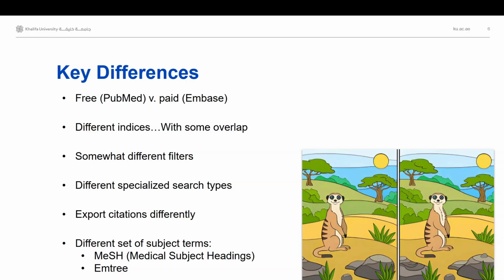They export citations a little bit differently, but in the end, they produce the same types of files. You can create an RIS file in each, but the way you'll do that is different in each one. And as I mentioned with the subject terms, they have different ones. So you have MeSH in PubMed and Emtree in Embase. And if you're building a search by hand, you'll need to kind of translate your search from one to the other. But that's something your medical librarian can certainly help you with.